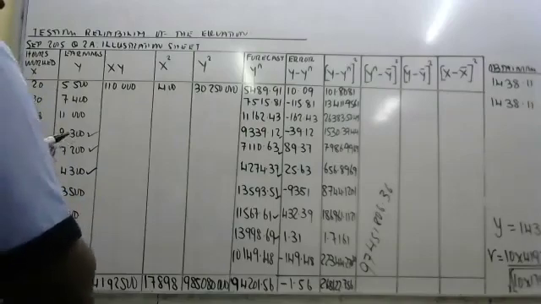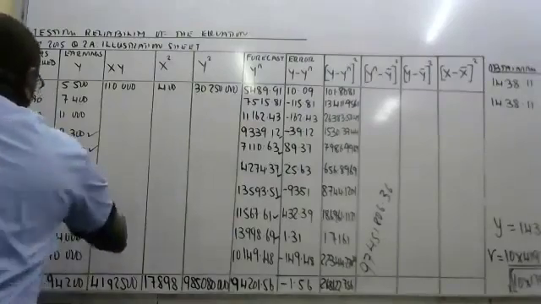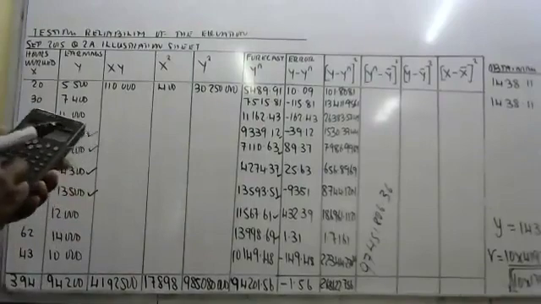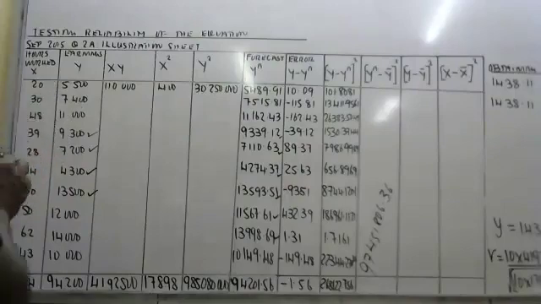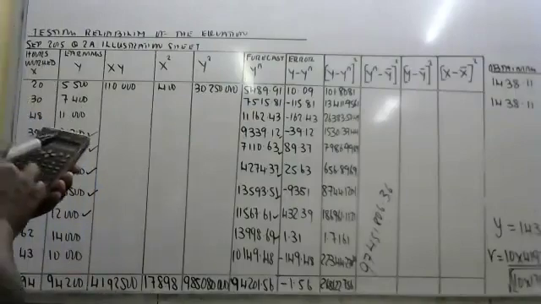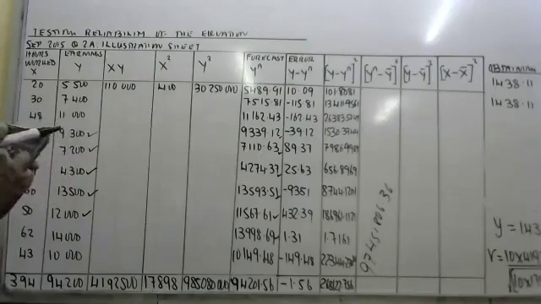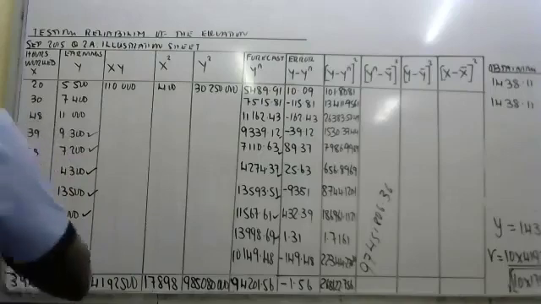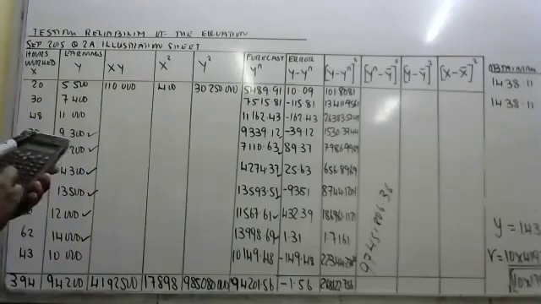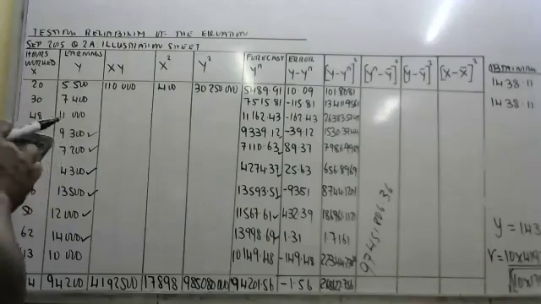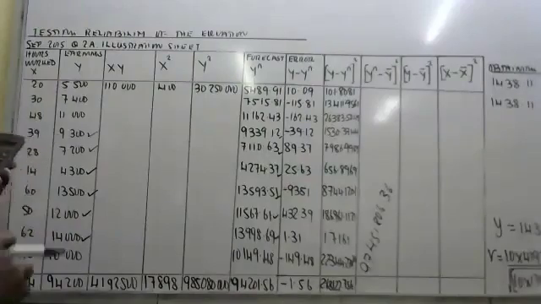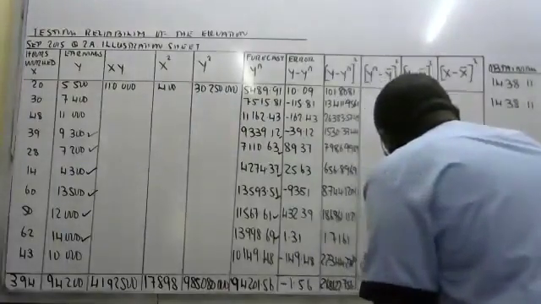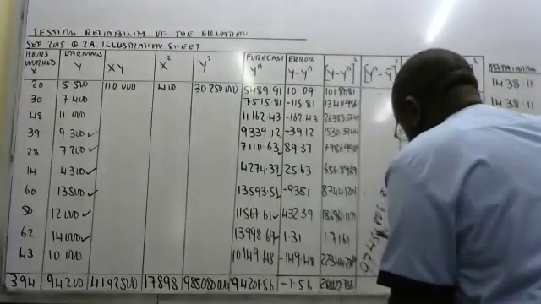Plus, open the brackets, 4300 minus 9420, close the brackets, plus, open the brackets, 13500 minus 9420, close square, plus, open the brackets, 12,000 minus 9420, close the bracket square, plus, open the brackets, 14,000 minus 9420, close square, plus, open the brackets, 10,000 minus 9420, close square, equals. I'm getting 97,716,000.